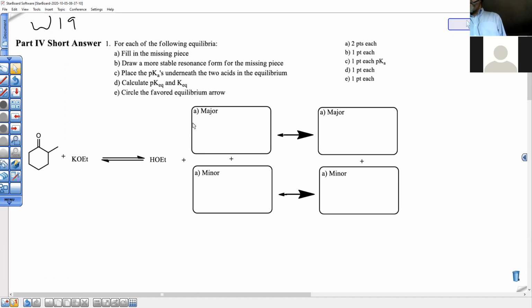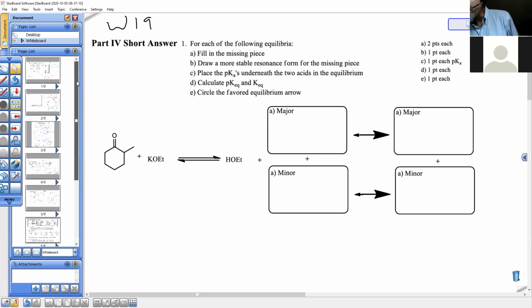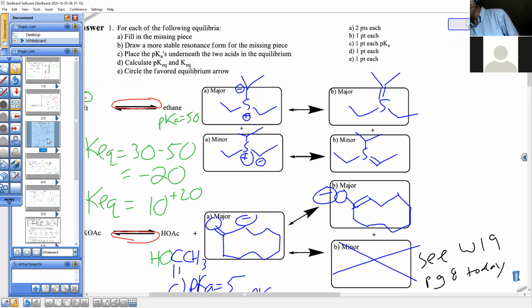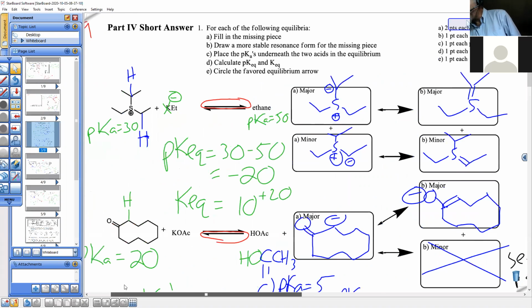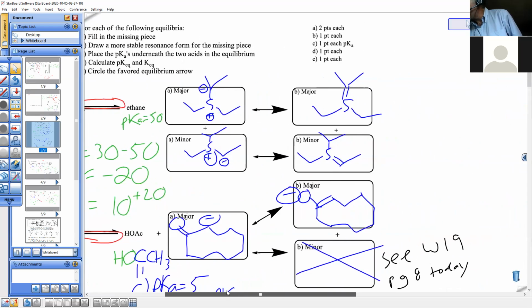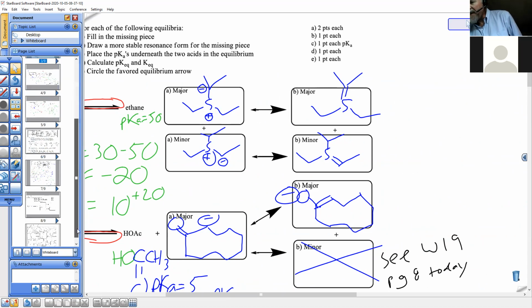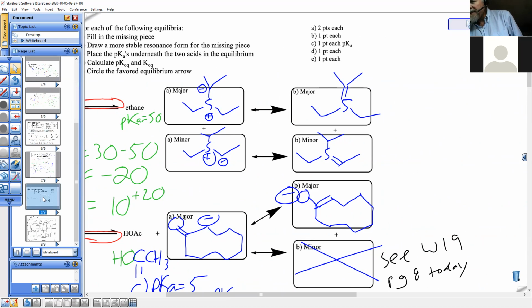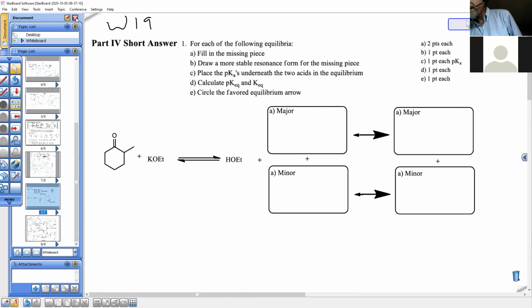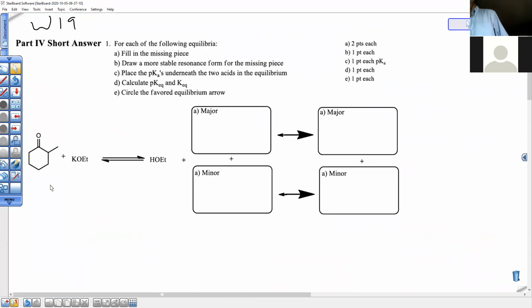This one illustrates what I had on page 1, or I don't think it was 1. It was here. Remember I crossed this box off because I forgot to put a methyl group on here? Well, in the one we're about to do, the methyl group is there. So I wrote a new comment, see winter 19, page 8 today. Here's page 8 today. And here we go. It's got a methyl group.